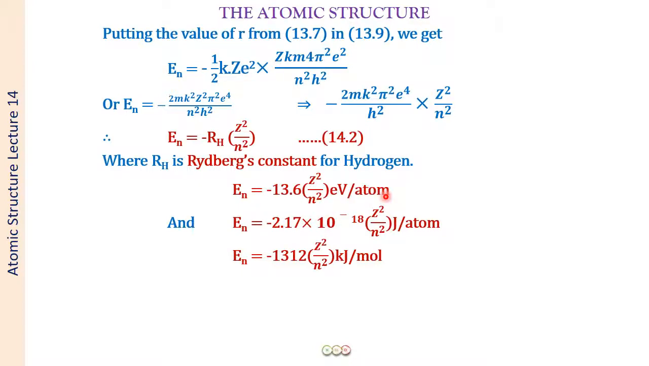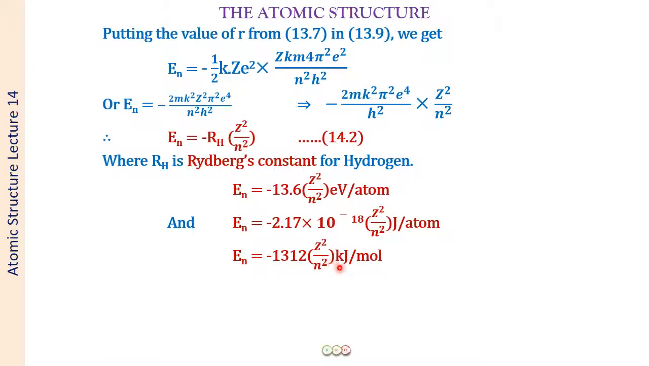How have we got this? We have just divided the joule energy by 1.6 into 10 power minus 19, because 1 electron volt is 1.6 into 10 power minus 19 joules. Right? I hope you remember that. We have studied that also in some other lecture.